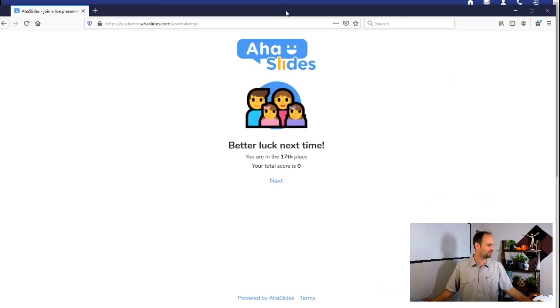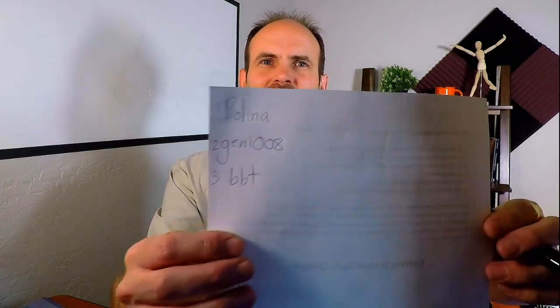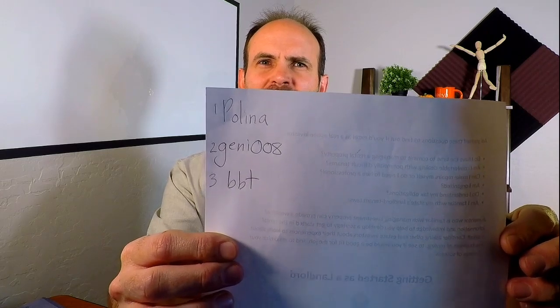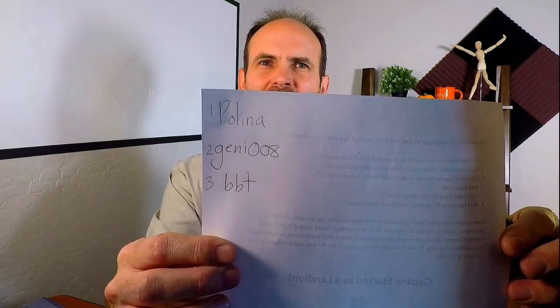I thought it would show me the little answers, but my daughters came and gave me the winners. Polina, number 1, Genie 008, number 2, and BBT, number 3. Congratulations, and Polina, you should be rounding the curb on being ready to take that ICND2 exam. You've been sweeping the rug for a little while on this, so well done, and I think you are good to go.